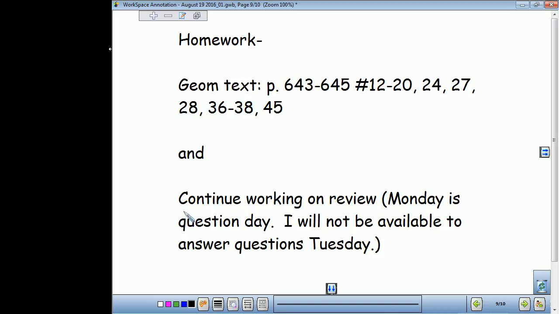Okay? So if you want to take a quick pic of what the homework is, you're welcome to. But hopefully, you can also continue working on your review. Remember, Monday is your question day. All of class on Monday is devoted to question time. That's what Monday is. Ask your question. Is that like every day before the test? Isn't the test Wednesday? The test is Tuesday.